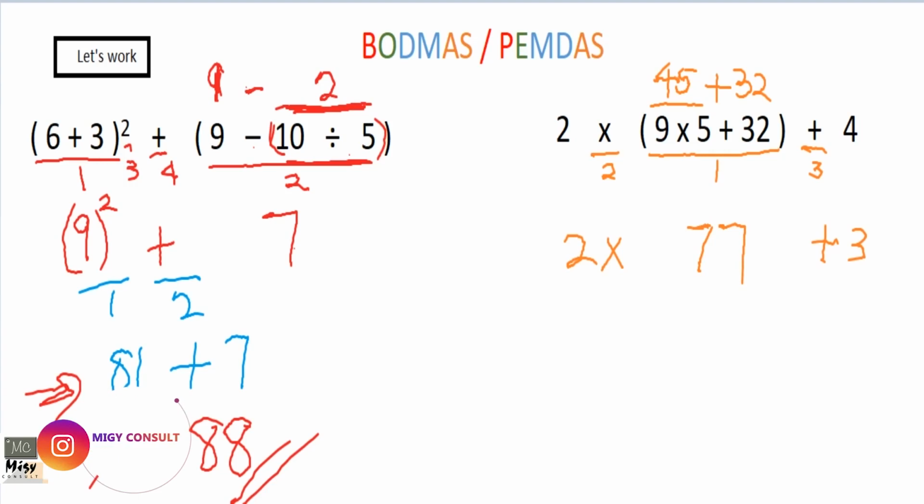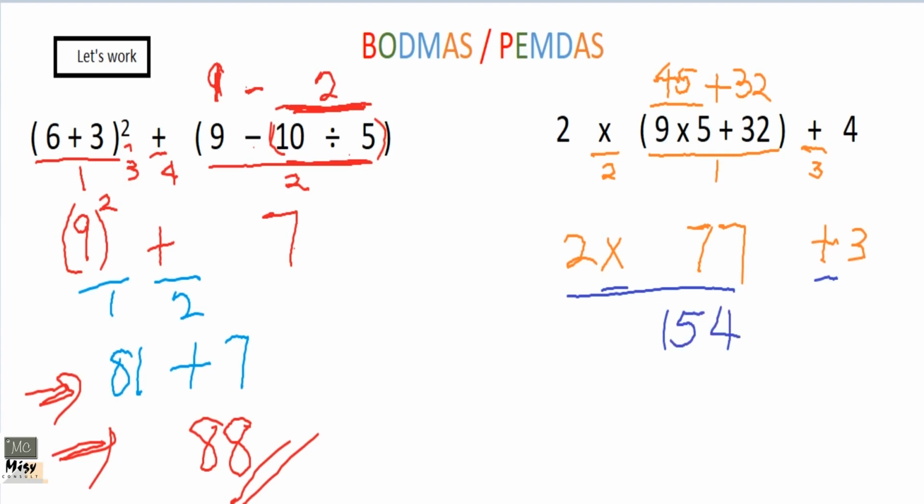I have a different way. Multiplication number two, simplified form, which is 77, right? Then multiplication, 2 times 77, which is 154. Now the addition, plus 4. Sorry, I am not sure, 3.